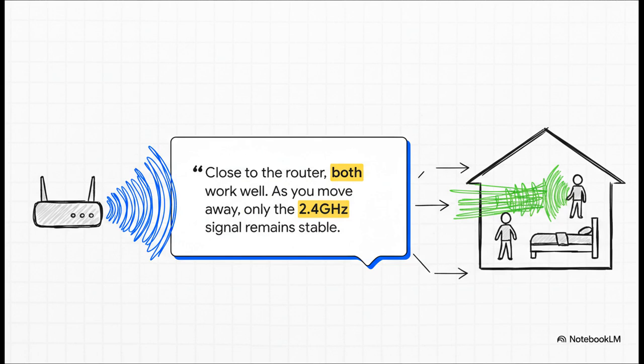Here's a really practical way to think about this. Imagine your router is in your living room. If you're standing right there, both networks are going to feel great, but 5 gigahertz will be faster. But now, start walking away. Head to that back bedroom, the one at the far end of the house. That lightning-fast 5 gigahertz signal is probably going to get weak or maybe drop off completely. But that slower, steadier 2.4 gigahertz signal, it'll still be chugging along, ready for you.